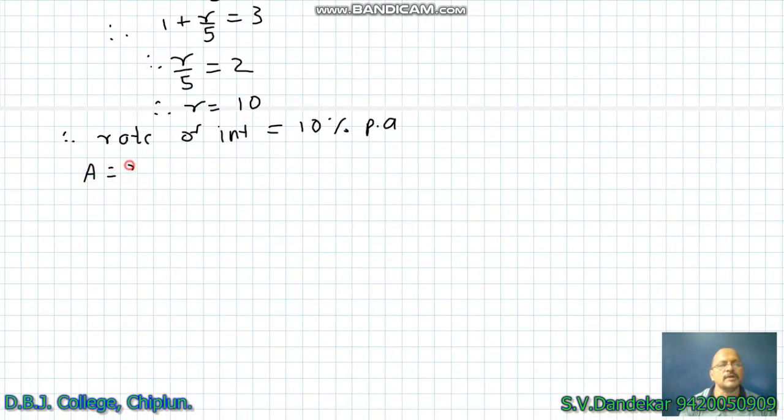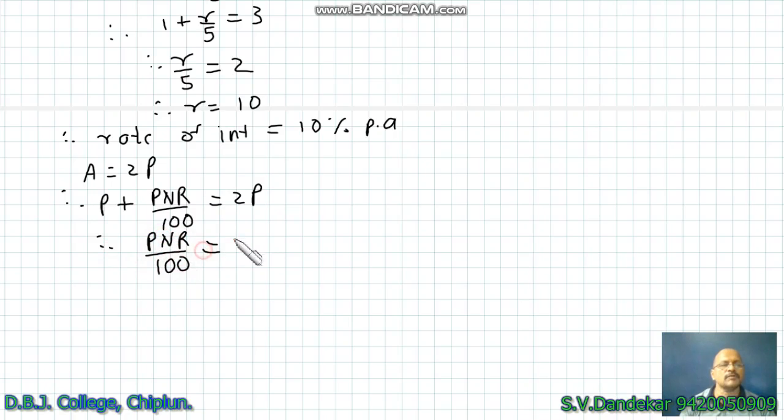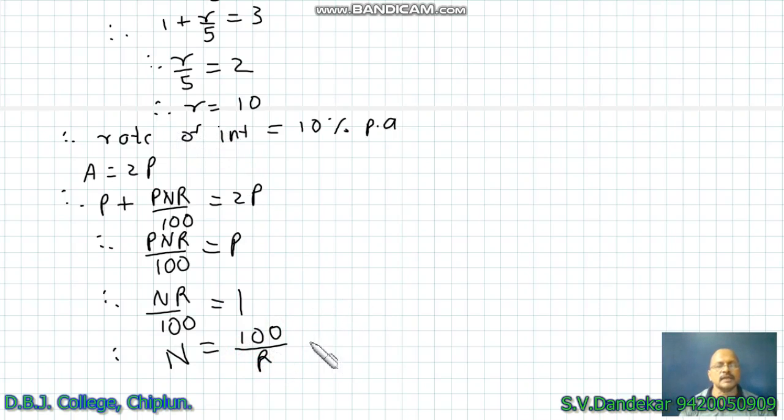A is equal to twice P. That means P plus PNR upon 100 is equal to twice P, and therefore PNR upon 100 is equal to P, and therefore NR upon 100 is equal to 1, and therefore N is equal to 100 upon R. We have found out R is equal to 10.